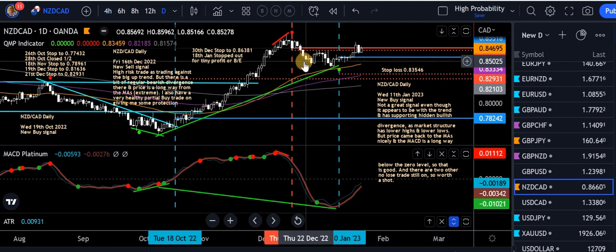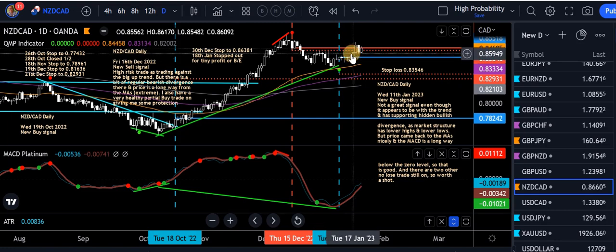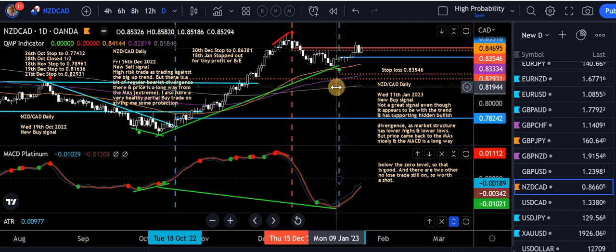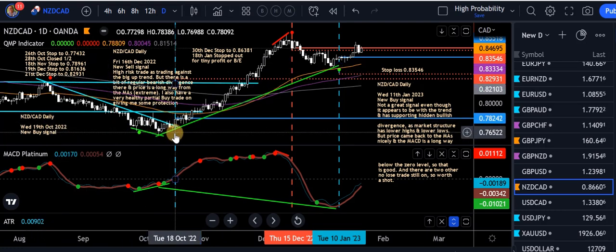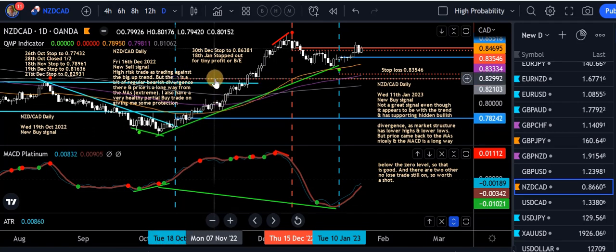So the stop has moved down. Did I close half? I didn't close half. No. So I didn't lose anything. It's a very small, tiny profit though on the sell. In the meantime, we're still in two buys, if I know rightly, from the 19th of October. This is this one here. We're still in that. There's a stop for that there.